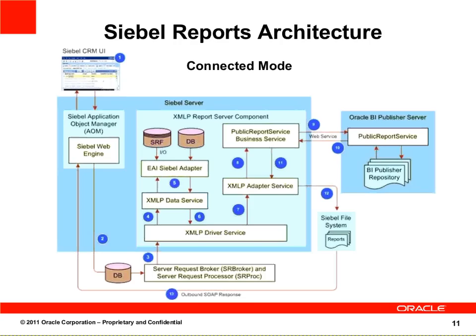So we move on to the next slide, which shows the connected mode. Now in the connected mode, you can see there's a big difference. We now involve servers instead of that local Siebel exe file. So we have the Siebel server towards the left-hand side, and then we have the BI Publisher server on the right-hand side. Now again, the interaction is somewhat similar, but here we actually get involved with the servers.